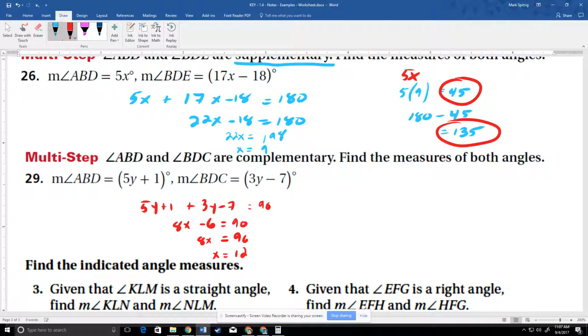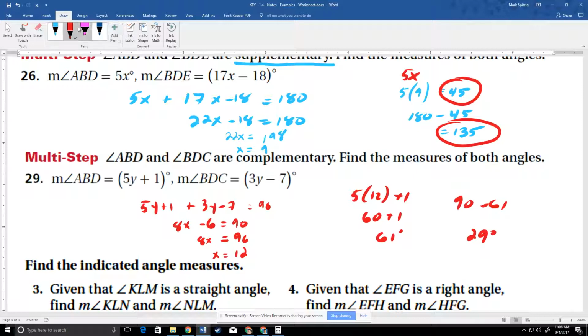So if the variable equals 12, we're going to plug that back in, not to either one, actually. Let's just plug it into 5y plus 1. So we do 5 times 12 plus 1, which is 60 plus 1, we get 61 degrees. So the other one, we could just do 90 minus 61 degrees, and we get 29 degrees.